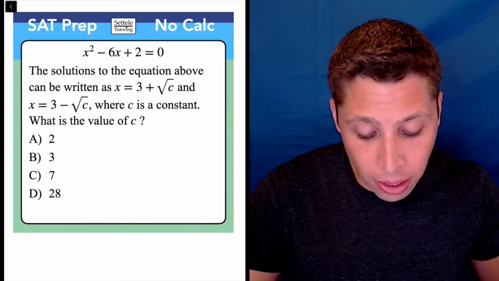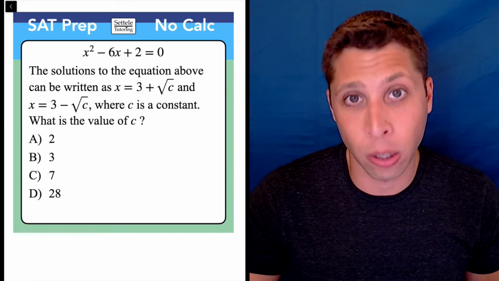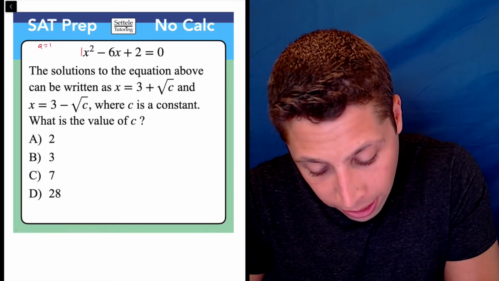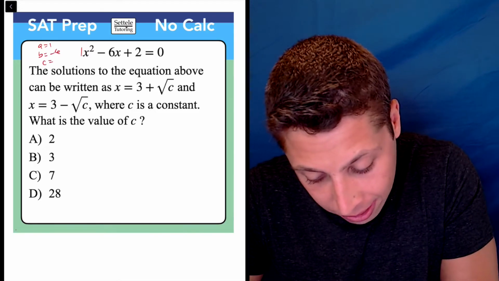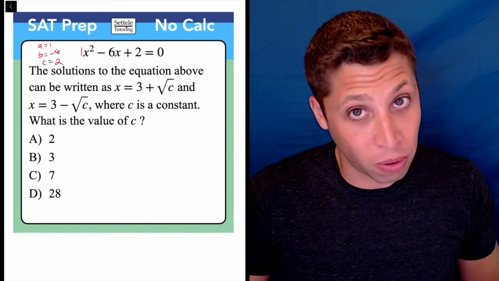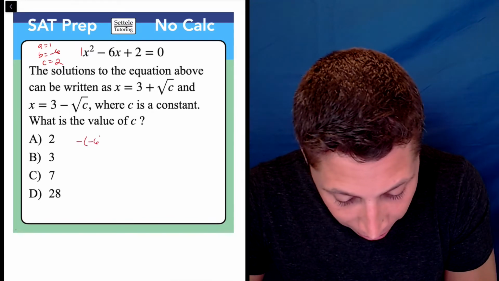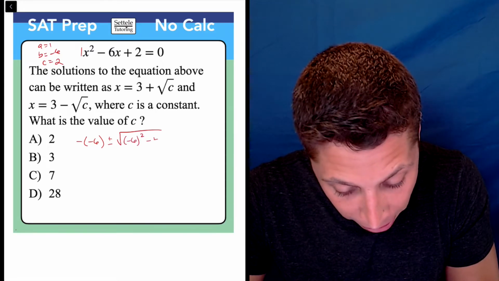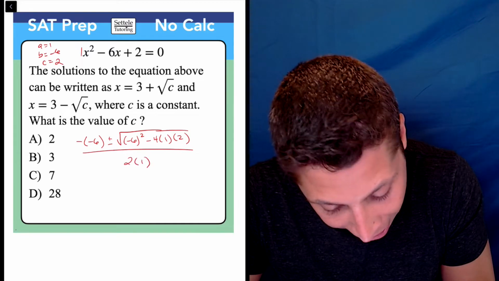In this case, what we're gonna need to do is take this equation and start plugging in for A, B, and C in the quadratic formula. So just to summarize, A is 1, that's the number in front of the x squared, B is gonna be -6, and C is 2. So the quadratic formula, I'm gonna say it as I put the numbers in: -b plus or minus the square root of b squared minus 4ac, all over 2a.